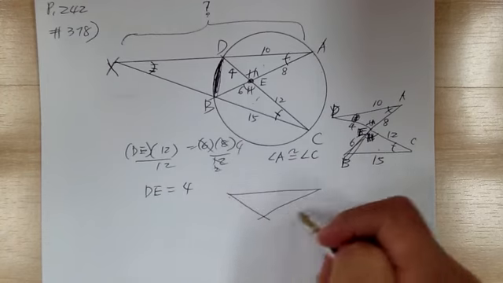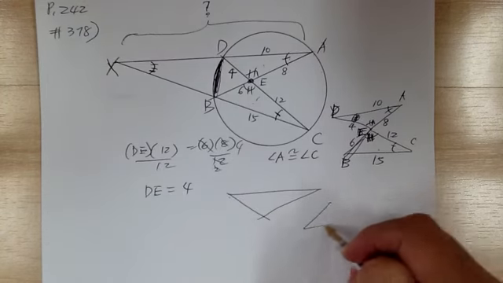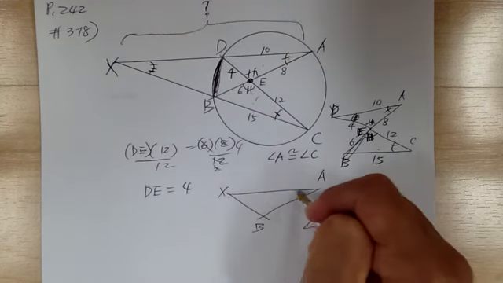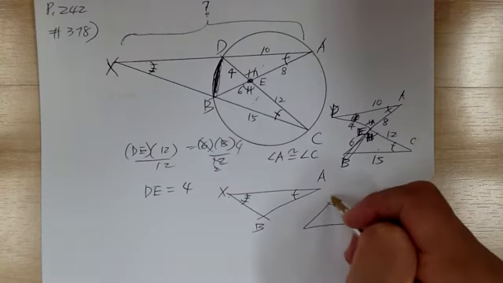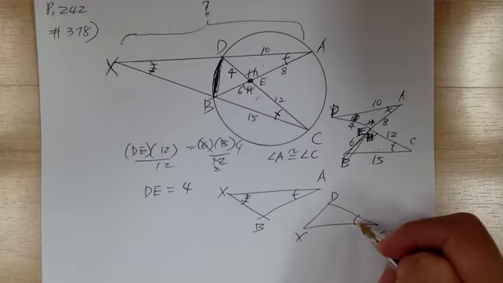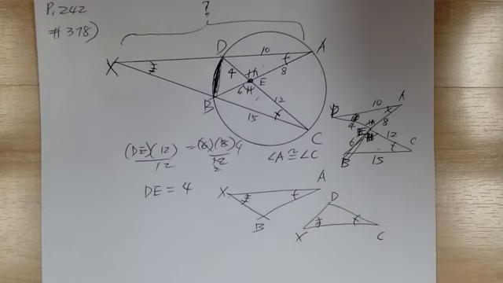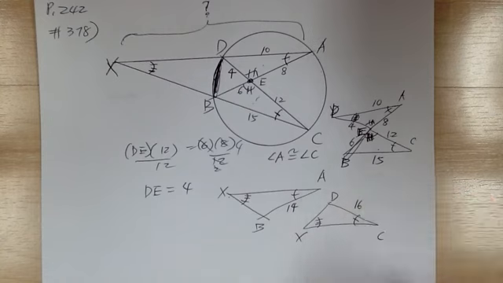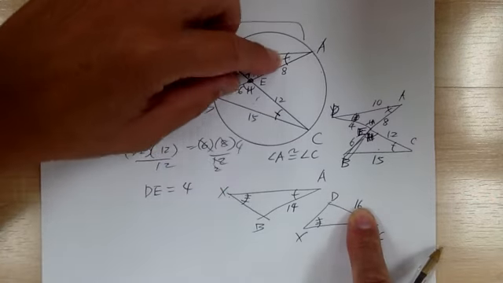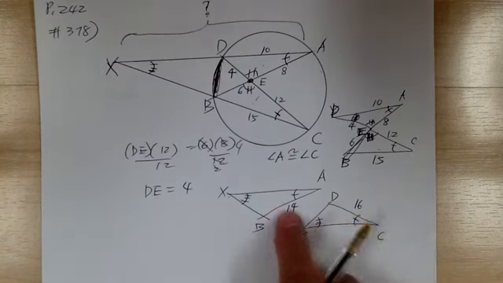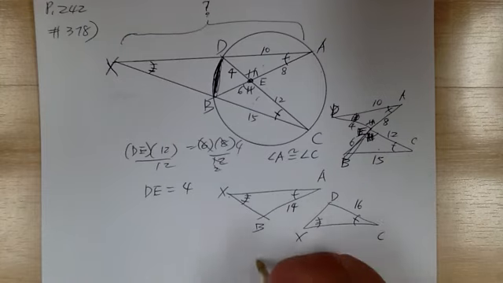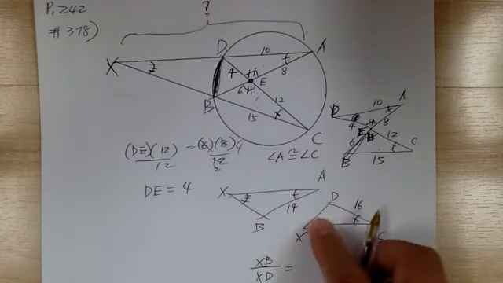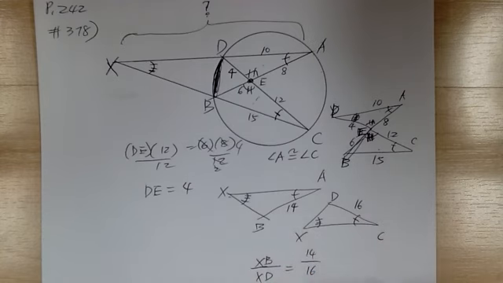The next step, we're going to look at the big triangle now, and I'm going to separate the two triangles. So this is AXB, and this would be CDX. Again, they are similar triangles. AB equals 14 and CD equals 16, right? 4 and 12 is 16, 6 and 8 equal 14. So the ratio XB over XD, this over that, is equal to 14 over 16. That's your scale factor.